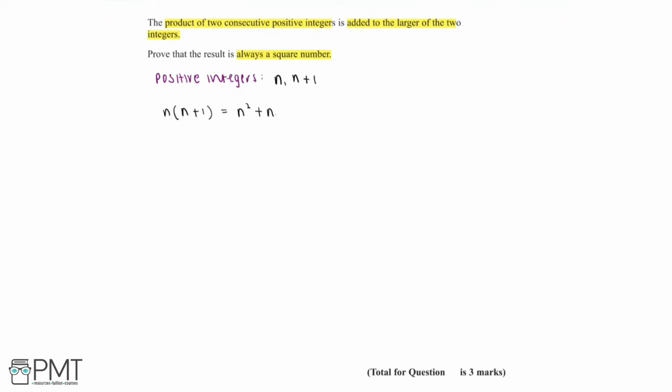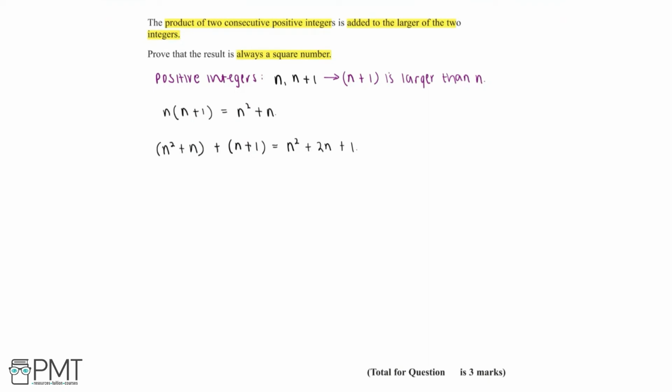Now the product of the 2 consecutive positive integers is added to the larger of the 2 integers. Now we know that n plus 1 is larger than n. And so now we can do n squared plus n plus the larger of the 2 integers, so plus n plus 1, and we need to find the result. So n squared plus n plus n plus 1 is equal to n squared plus 2n plus 1.